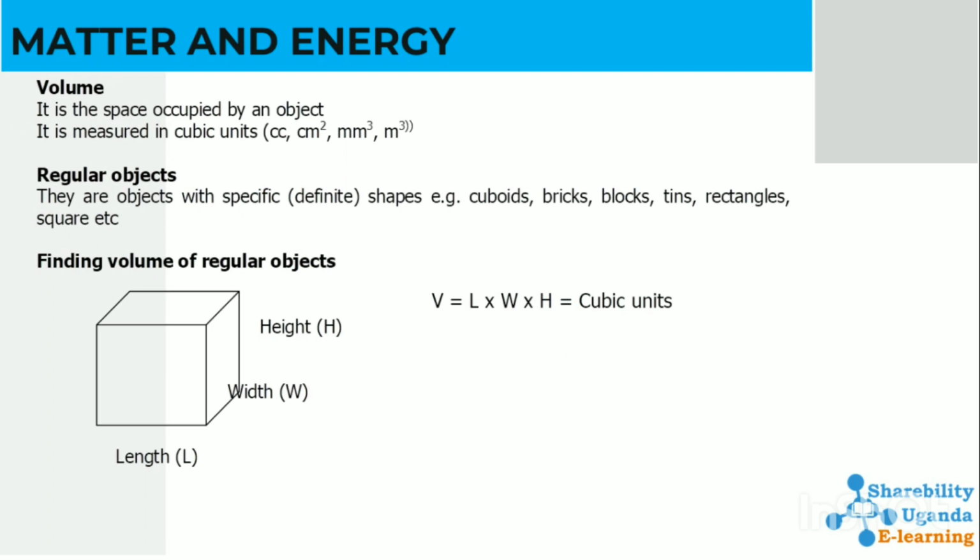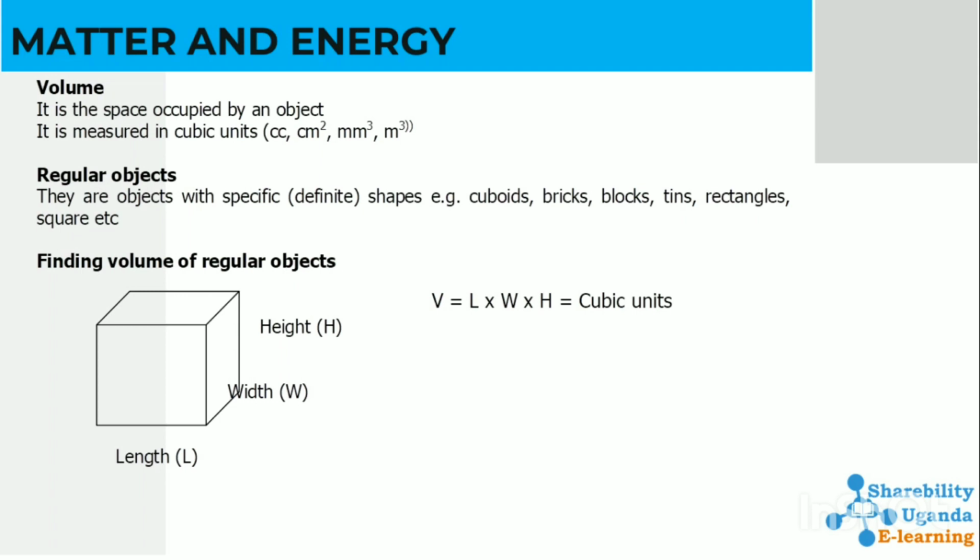Then we have another quantity, which is volume, which is the total space occupied by an object, and it is measured in cubic units. Regular objects are objects with specific or definite shapes, e.g. cuboids, bricks, blocks, tins, rectangles, squares, pyramids. Those are all regular shapes or regular objects because they have definite or specific shapes.